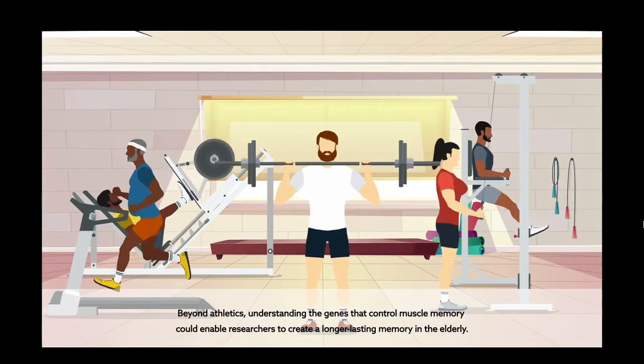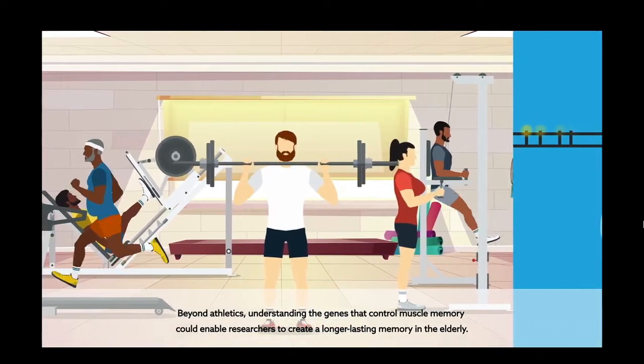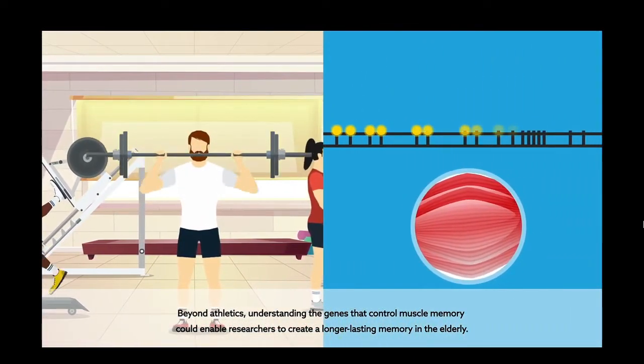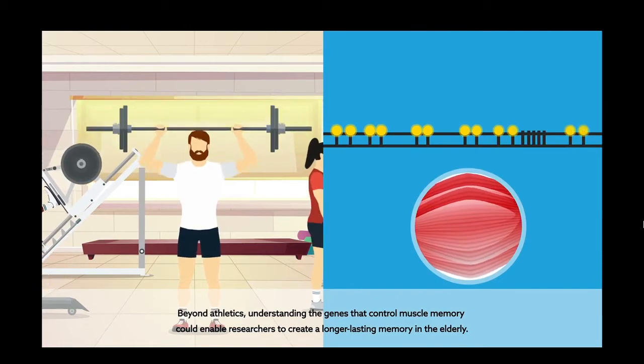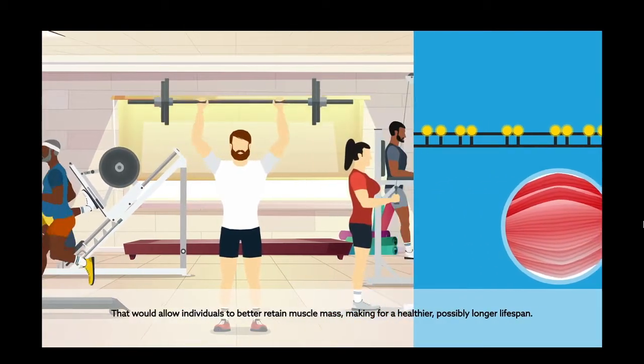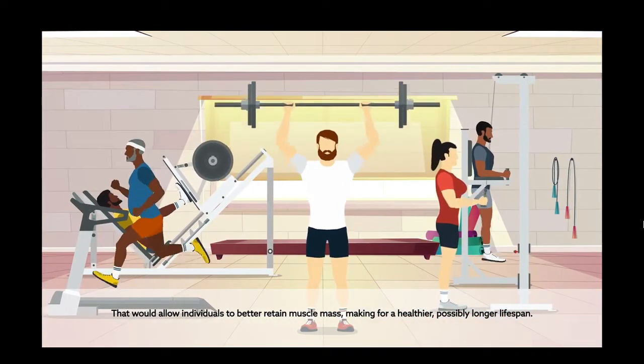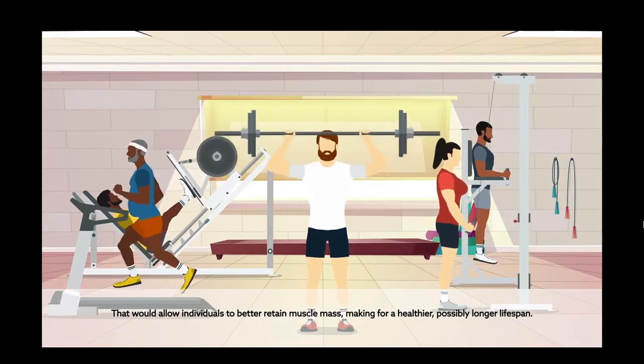Beyond athletics, understanding the genes that control muscle memory could enable researchers to create a longer-lasting memory in the elderly. That would allow individuals to better retain muscle mass, making for a healthier, possibly longer lifespan.